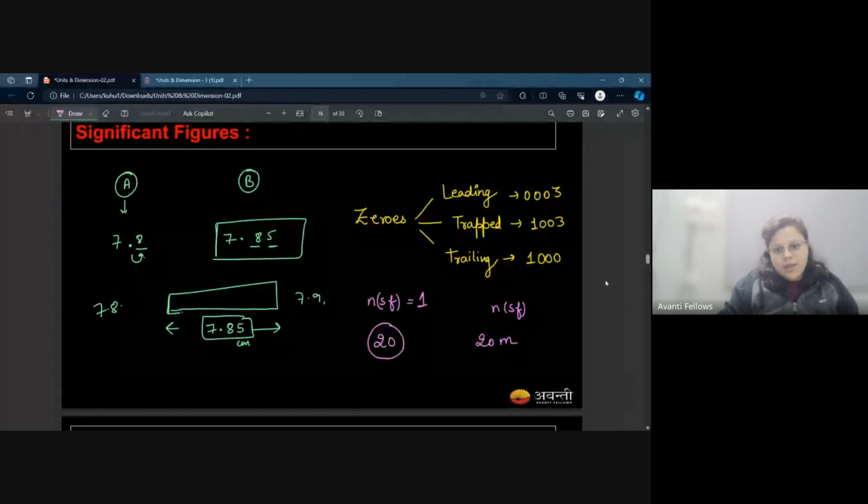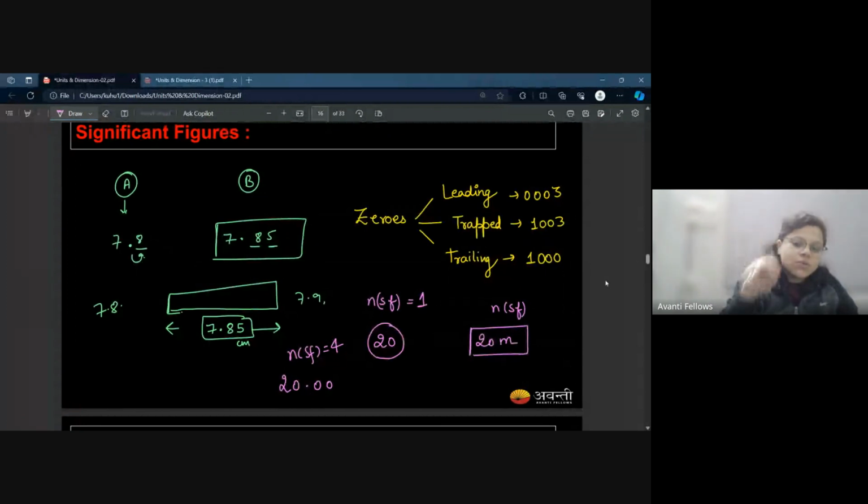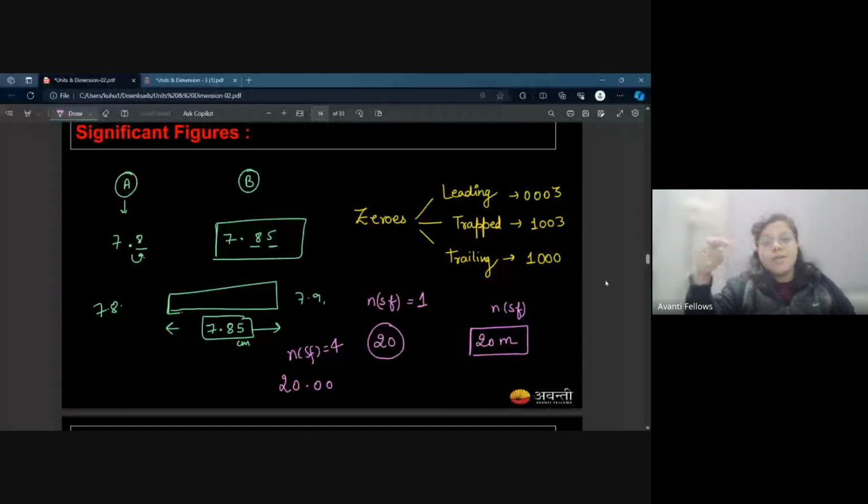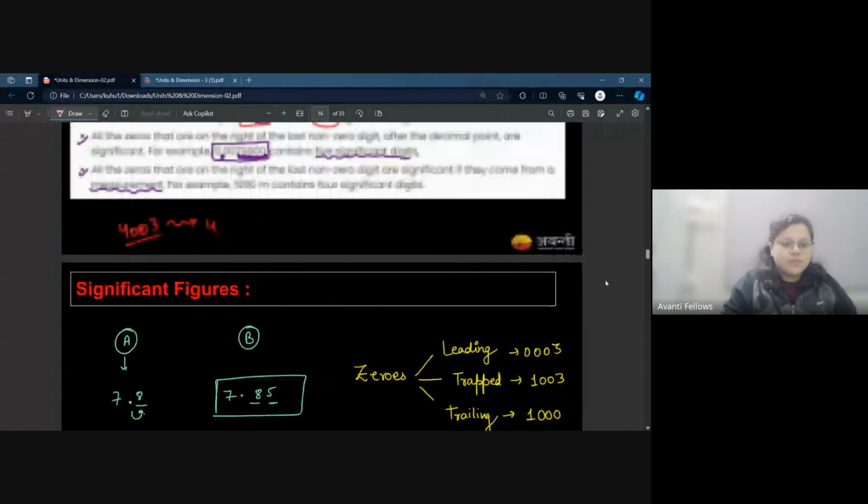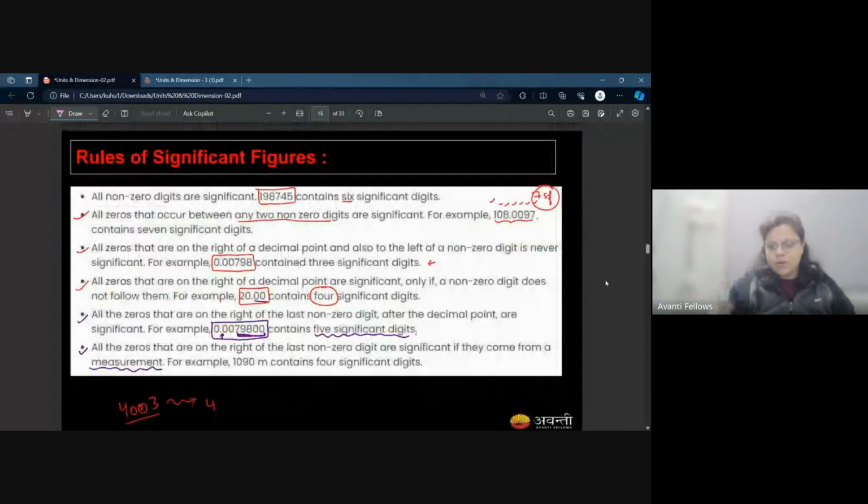If I ask you 20.00, then only now you will answer me, ma'am, number of significant figures are 4. But there is no decimal point, so it would be 1. If I put a point over here, it means I give you a sense that I stored this digit. Why? I do a measurement and then I'm giving you the answer. So in this case, you will answer me 2 significant figures. Now just go through this last point and let me know if you find it difficult.